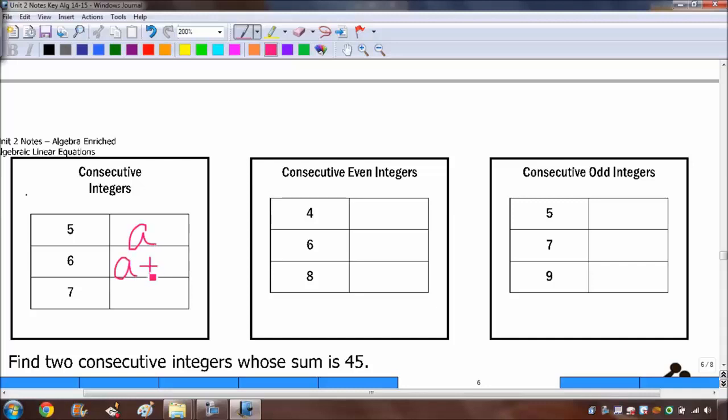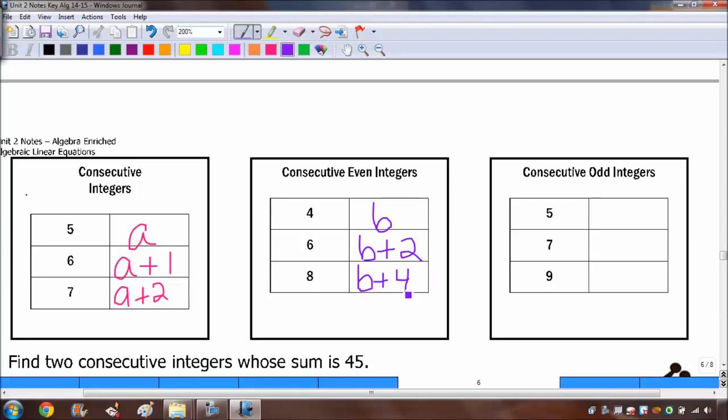that would mean that 6 would be a plus 1 because I'm adding 1 to 5 in order to get 6. And then I would add 2 to 5 to get 7. So this would be a plus 2. And you would continue to add 1 on every time, okay? Now, if you have consecutive even integers, let's say 4 was b, to get to the next number, which is 6, I would add 2, right? Because every time I want to get to the next even number, I have to add 2. But if I add an extra 2 onto the original 2, it would be 4. So it would be b plus 4.